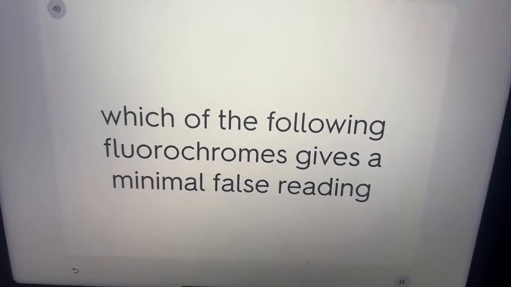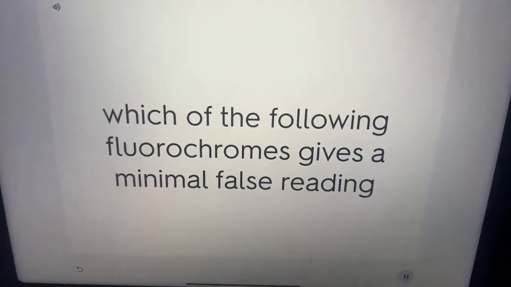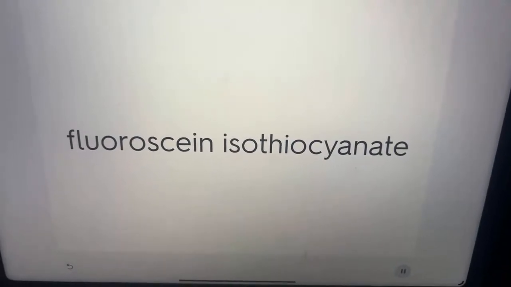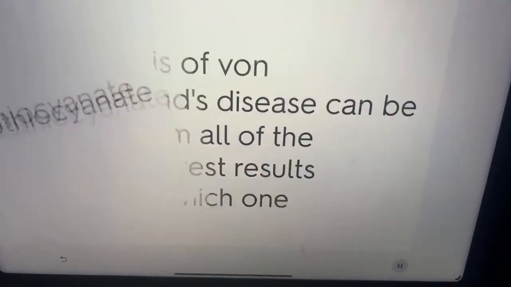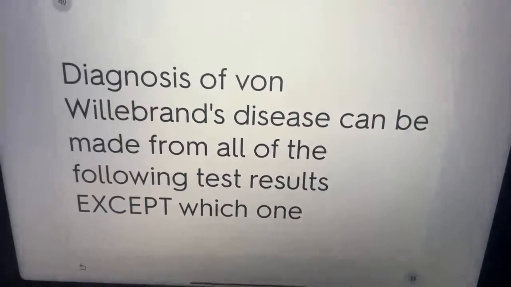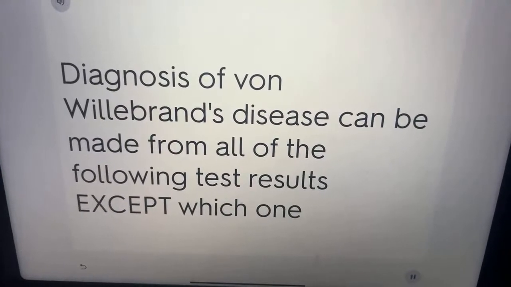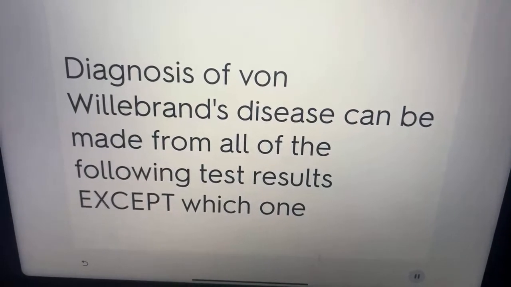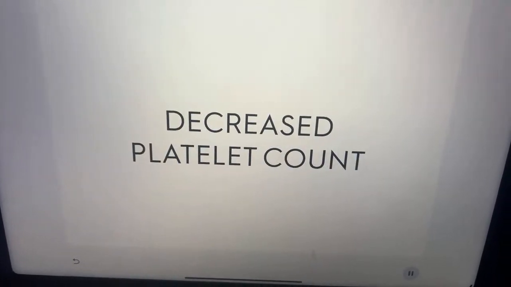Which of the following fluorochromes gives a minimal false reading? Fluorescein isothiocyanate. Diagnosis of von Willebrand's disease can be made from all of the following test results except which one? Decreased platelet count.